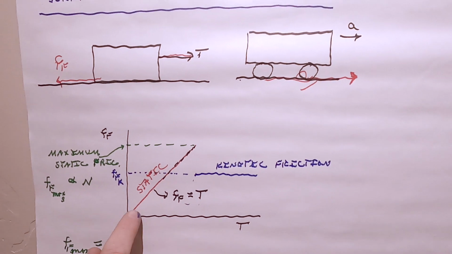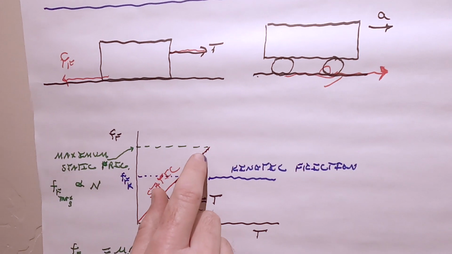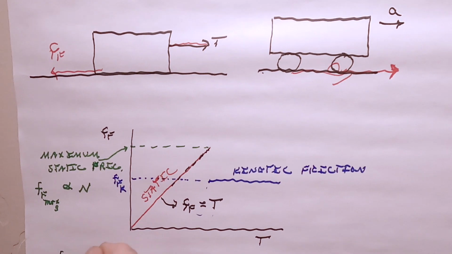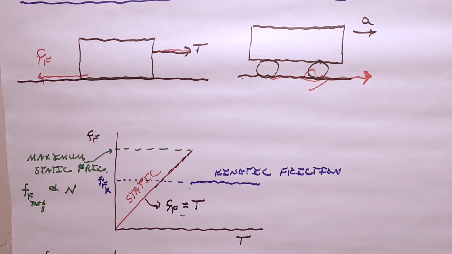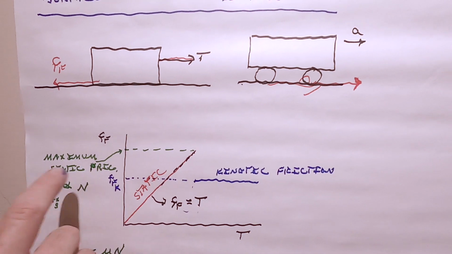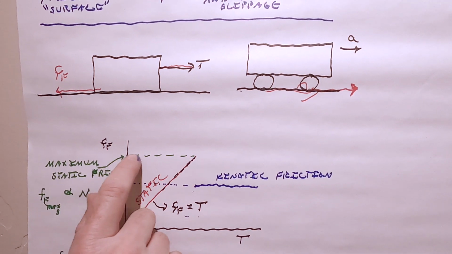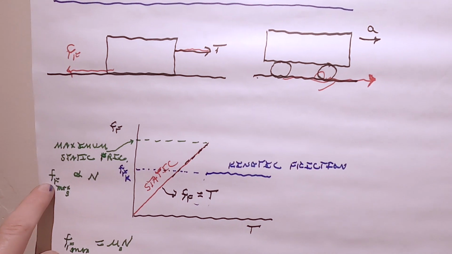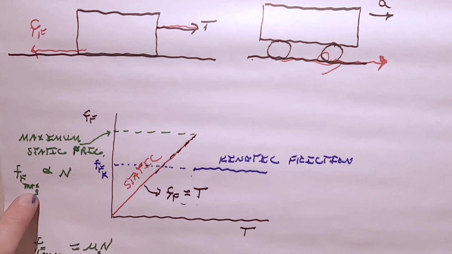Now, eventually this thing's going to slip, but the maximum you can pull on that and not have it slip would be the maximum static friction right there. That's the maximum it can be. And we'll call that the frictional force maximum static.